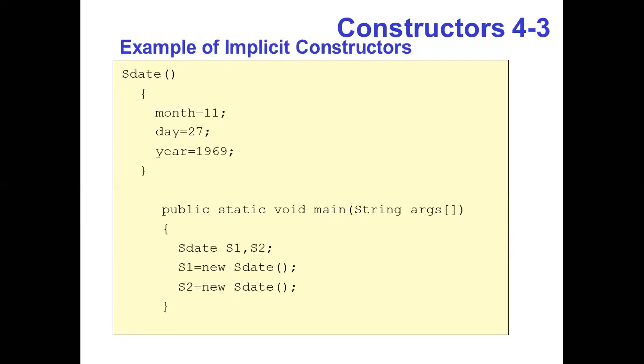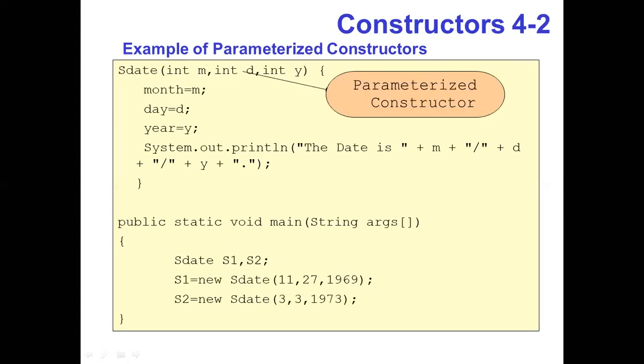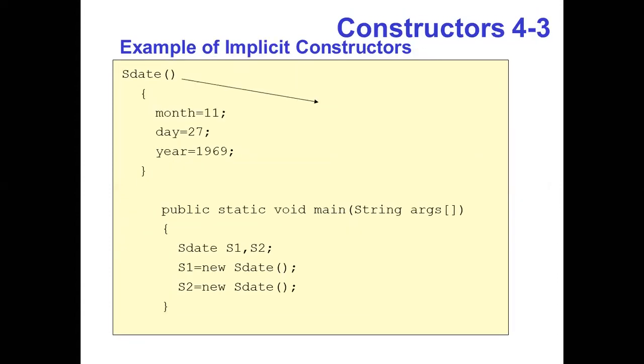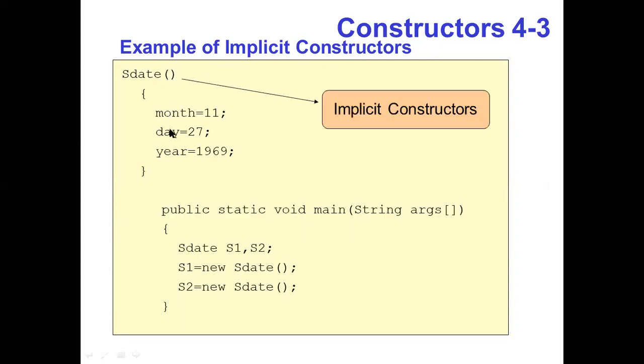Next is the implicit constructor. See, nothing we are passing, unlike the previous one. You observe that for the sdate constructor, they will pass the int m, d and y there. But here, we are not passing any values. We are just going to initialize 11 for the month, 27 for the day, 1969 for the year.